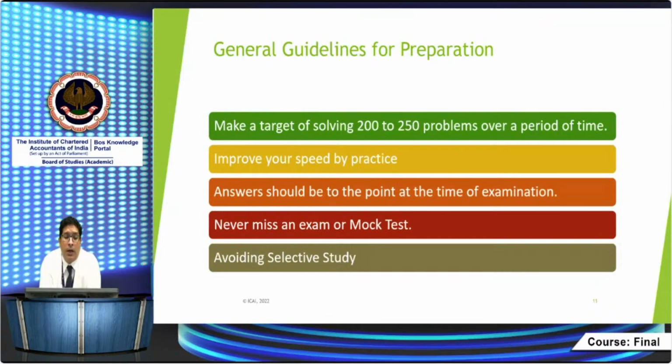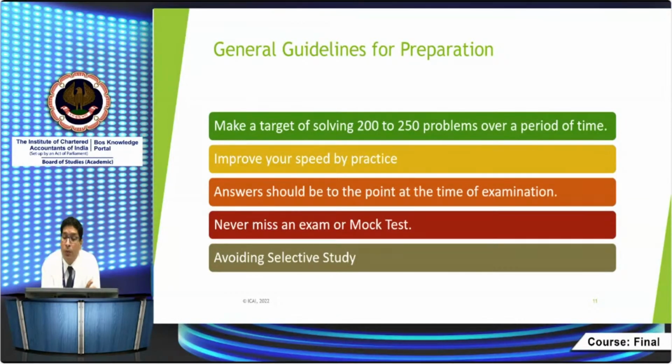Next is make a target of solving 200 to 250 problems over a period of time. You have to do practice, practice and practice. More than 250 questions means you have covered a big area. You have to go through each concept by solving more than 200 or 250 problems. I hope you will be able to tackle any type of issues or problems.